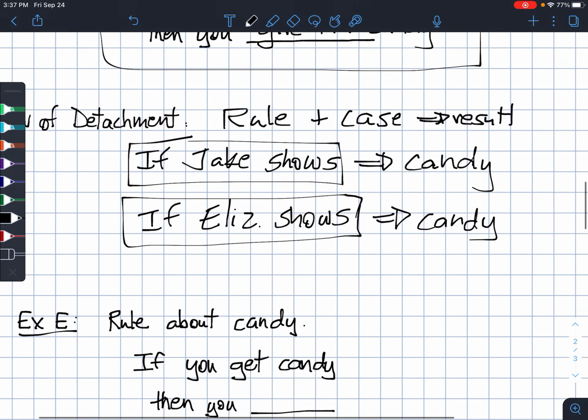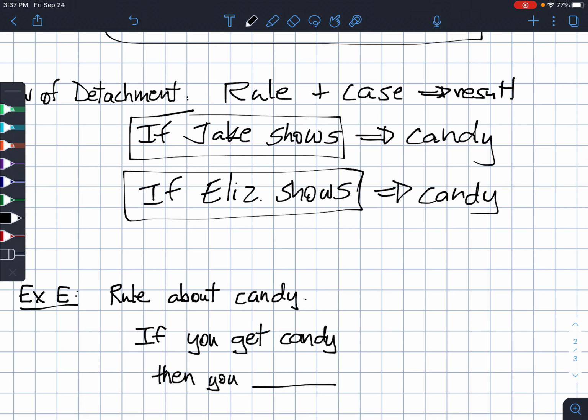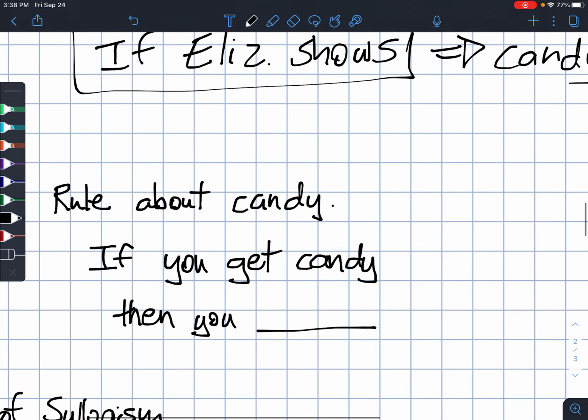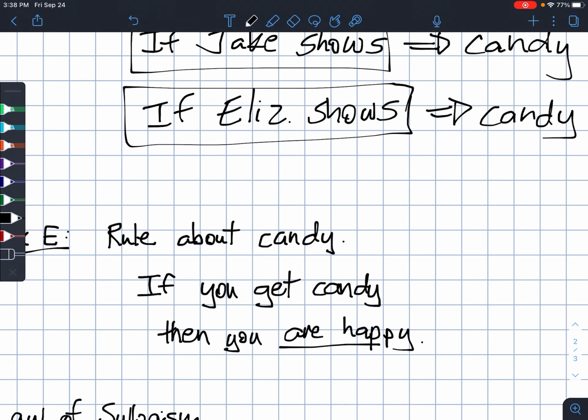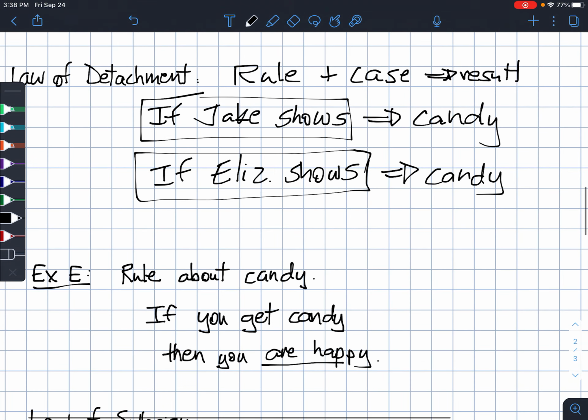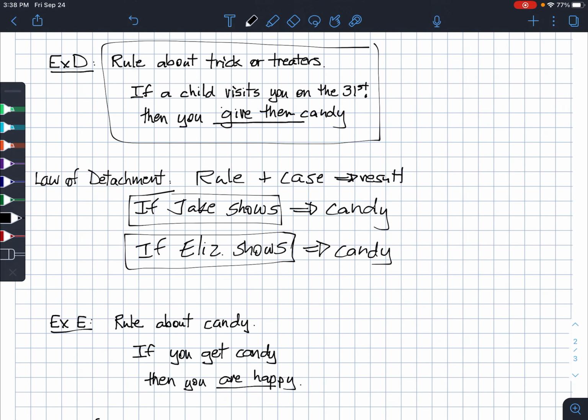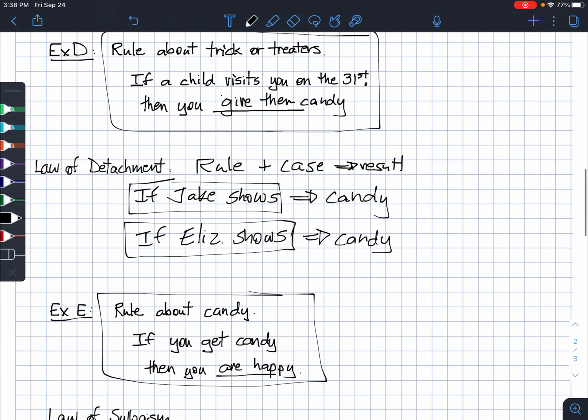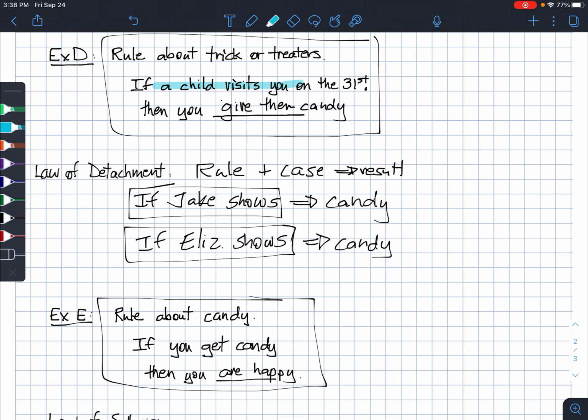Now, let's say we had another rule show up. Last example here, a rule about candy. If you get candy, then you, I don't know how you would fill that in. I would say something like, then you're happy. Yeah, we're pleased that we got something to munch on. So now I can take these two rules and put them together: the rule about trick-or-treaters and the rule about candy. How so, you say? Well, if a child visits on the 31st, then they get candy. If they get candy, then we're happy.